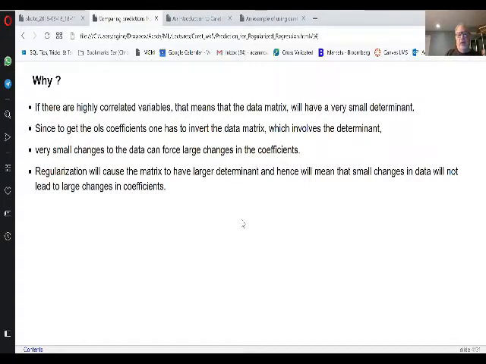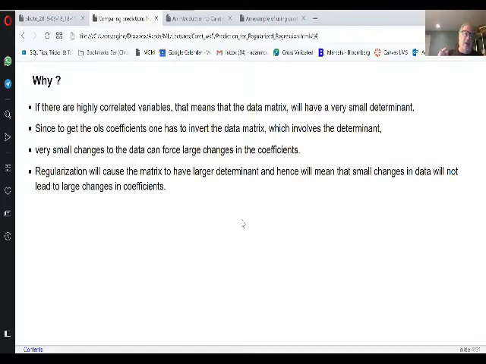So to get a little more technical without doing math, if you have highly correlated variables, what this means is that the design matrix is going to have a very small determinant. Now, when you find the coefficients, you need to invert the matrix, and that means you have to invert the determinant. So the inverse of the determinant is going to be really large. You take 1 over a very small number, and that's very large.